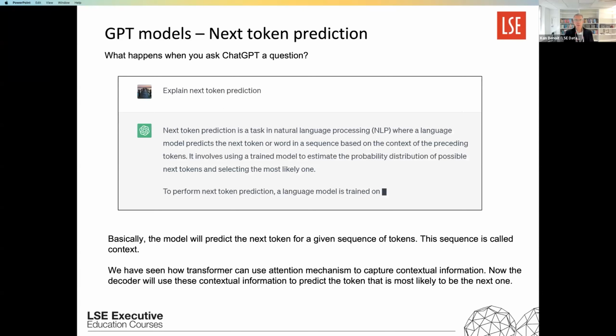Well, while you think about that, let's talk about next token prediction. What happens when you ask ChatGPT a question? If you haven't used ChatGPT, if you took our module, you would definitely be using it. Next token prediction, this is the sort of answer you would get when you tell ChatGPT to explain next token prediction. It's basically predicting the next token, which is also a technical term for a word in a sequence based on the context of the preceding tokens. And it uses probability distributions to select these next tokens and determine what's the most likely one. And this sequence is called context.